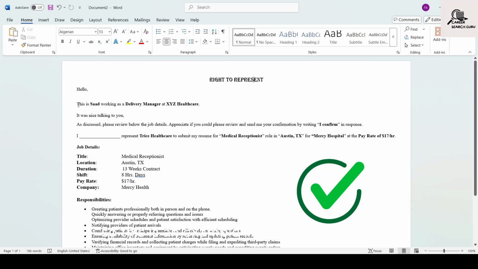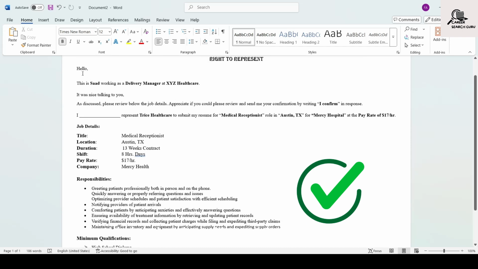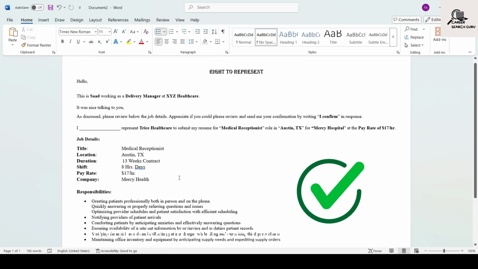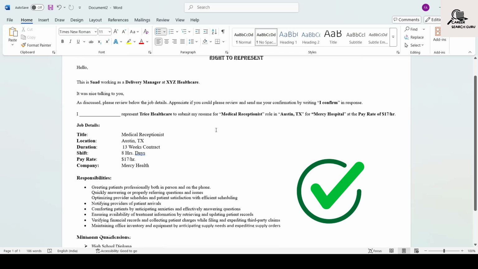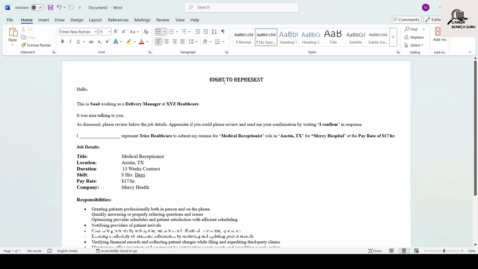So this is an example: your name, greetings, then the basic line about the details of the job. The candidate name represents basically XYZ Healthcare or Trice Healthcare to submit my resume for the medical receptionist role in Austin, Texas for Mercy Hospital at the pay rate of $17 per hour. This is basically the format for right to represent. This is what you will send to the candidate in an email format, not specifically in a Word format. This is basically an example which I wrote in Word to show you how the right to represent looks like.